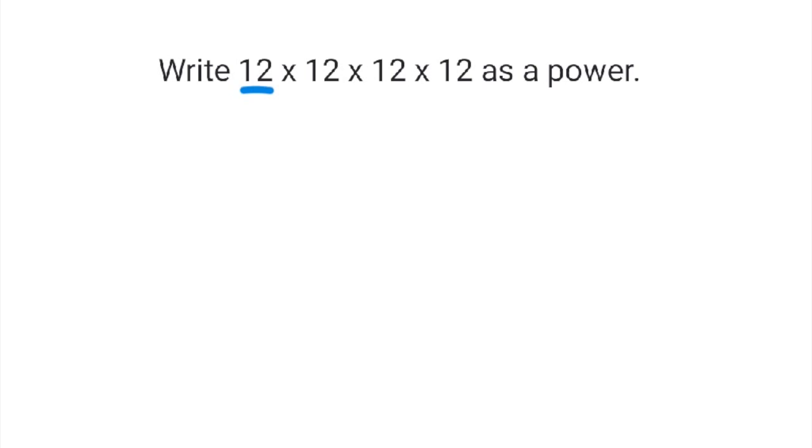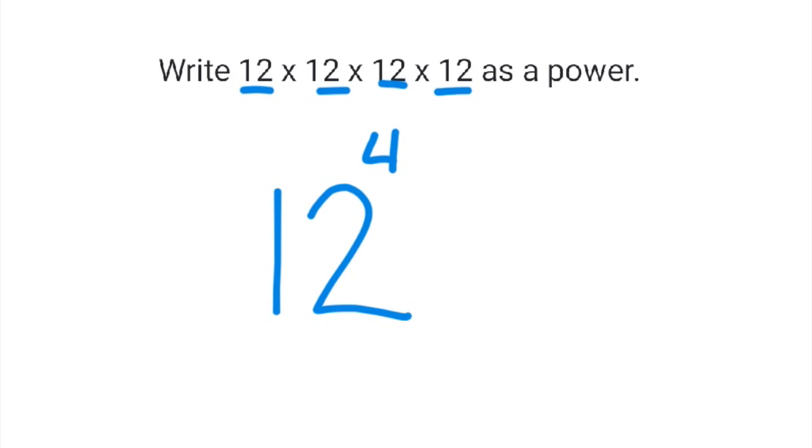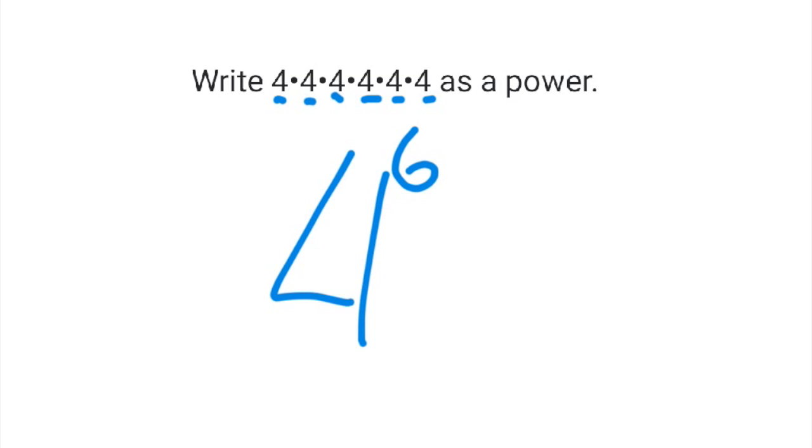Write 12 times 12 times 12 times 12 as a power. Well, the number we're multiplying is 12, so that's the base, and then there are 4 of them, so that becomes the exponent. So this is 12 to the power of 4. Write 4 times 4 times 4 times 4 times 4 times 4 as a power. Again, our base is 4, and we have 6 of them, so that would be 4 to the power of 6.